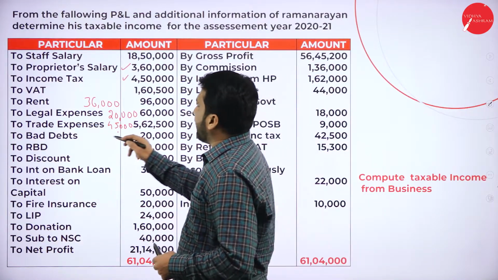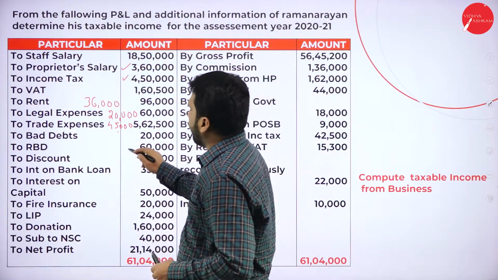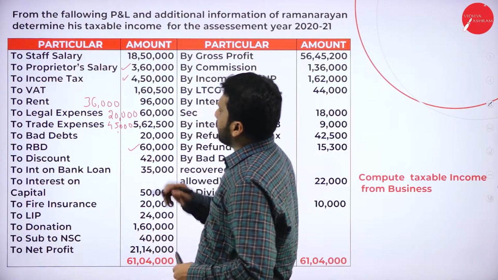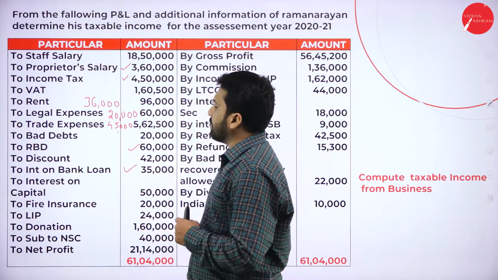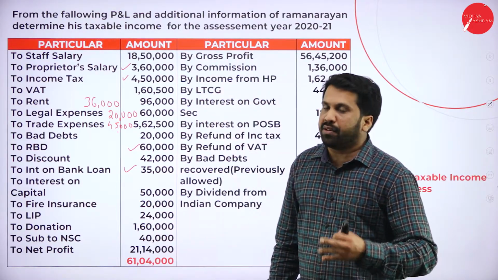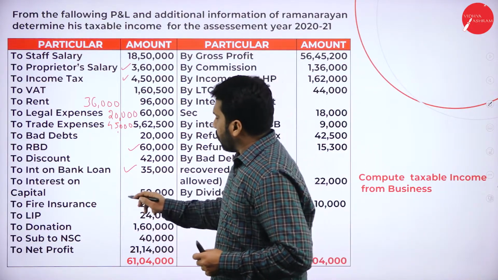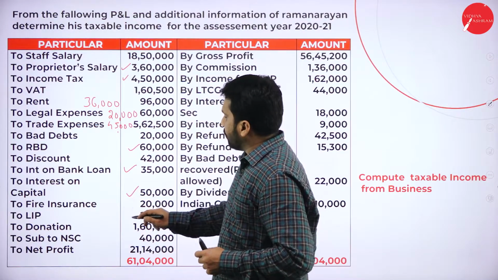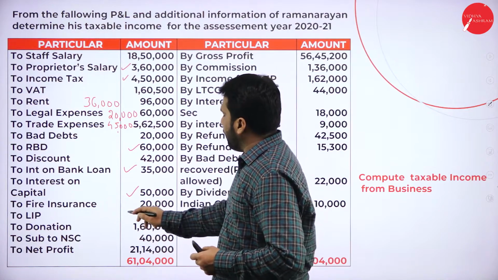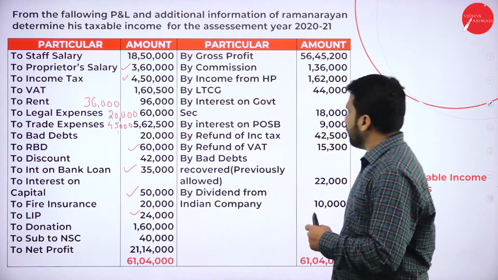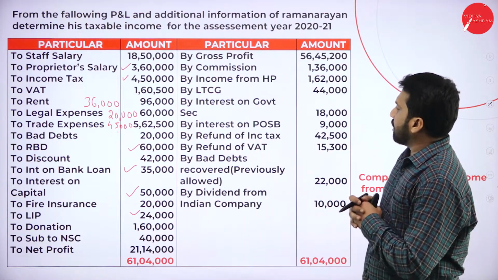Then bad debts part of the business, RBD you have to take. Discount part of the business. Interest on bank loan, loan is taken for personal purpose. Then interest on capital, yes. Fire insurance, it is a part of the business. LIP, life insurance premium, we are supposed to take.